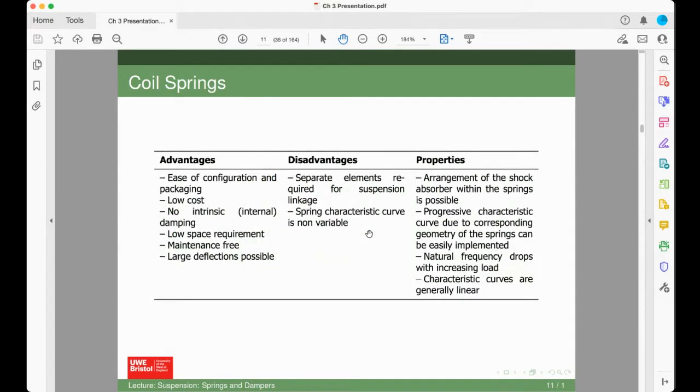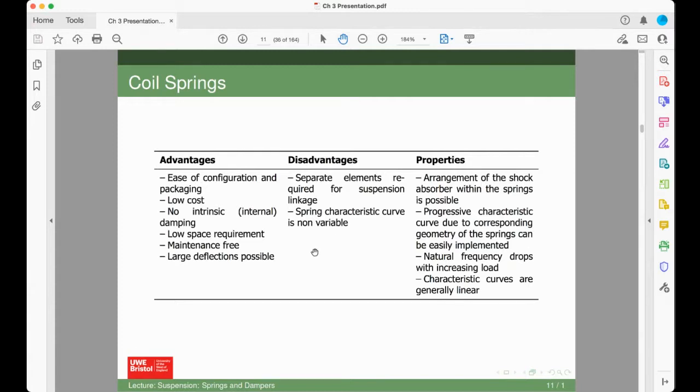Again, there's a more defined list here of advantages and disadvantages. Like I said: easy configuration and packaging, low cost, no internal friction. They don't take up much space, they're maintenance free, unless it breaks, in which case you obviously need to replace it, and you can get large deflections. But you need some additional linkages for suspension location, and the spring characteristic generally is not variable on the fly.